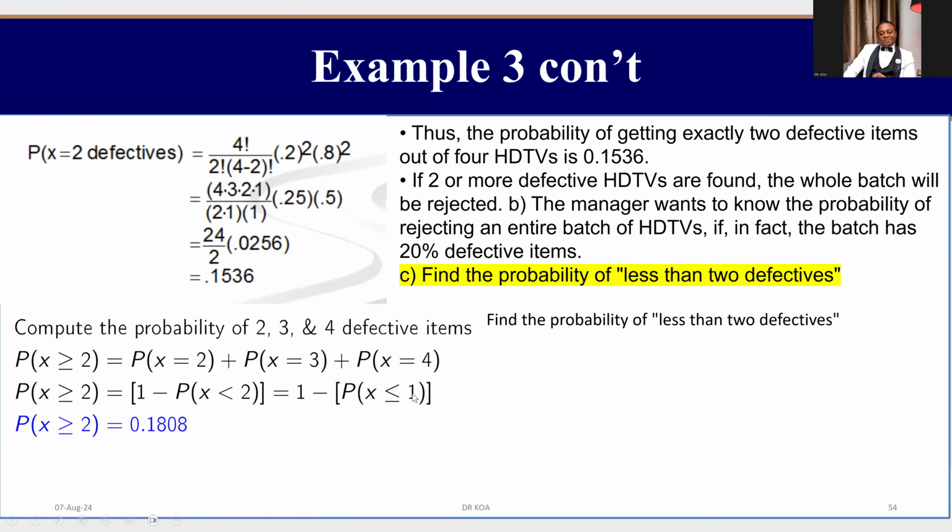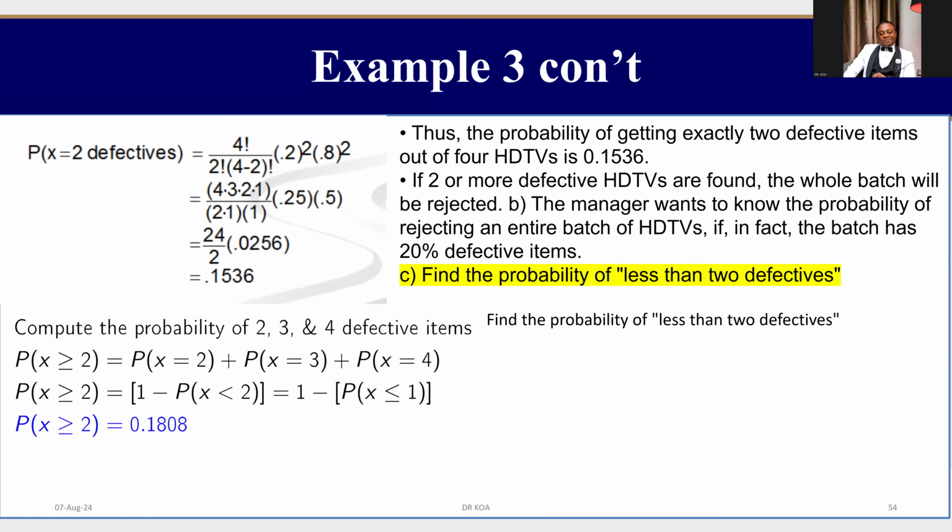So you have to find the probability of x equal to 0, add that to the probability of x equal to 1, then you subtract both from 1. That will give you 18%. So the chance that 2 or more items are going to be defective is just 18%, which means that there's not going to be many defective items in the company.